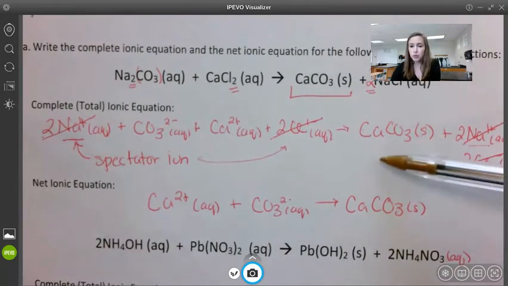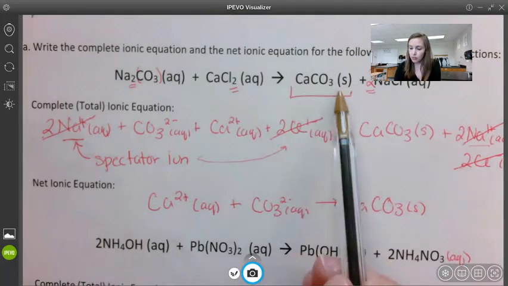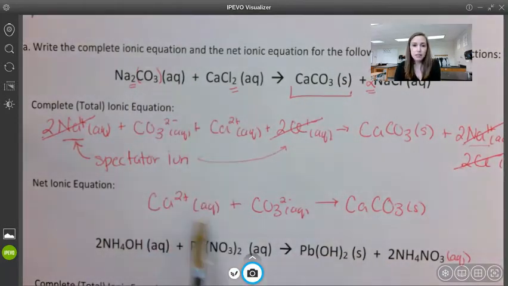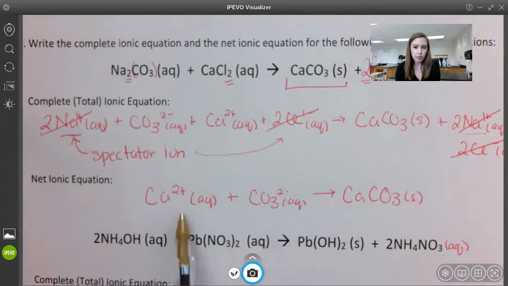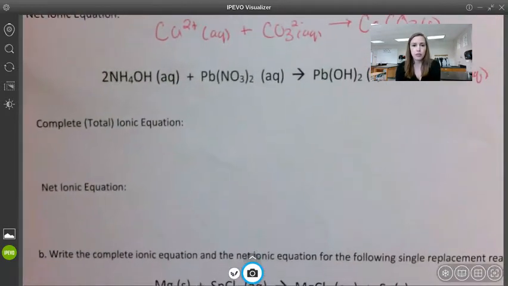Okay, a lot of times you don't need to write the complete ionic equation. You want to be able to focus in on your precipitate, find the ions that are going to produce that precipitate, and then write the balanced equation. So you may need to work on just jumping to that. All right, let's do another example in case you need it.